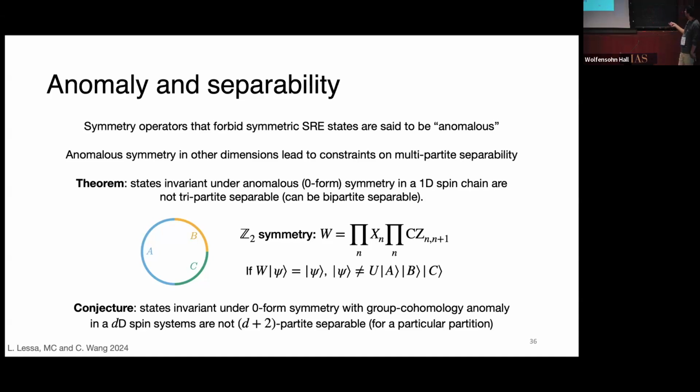Okay, so an explicit example of this kind of anomalous zero-form symmetry is this Z2 symmetry written down first by Michael and Meng Cheng in a paper 12 years ago. It's a Z2 symmetry on a chain of qubits: the product of X on each site, and control Z on each pair of neighboring sites. And here, not tripartite separable means that if you have a state invariant under this operator, you cannot write it, up to a finite depth circuit, as a tensor product of states on A, B, and C. And I want to emphasize that it has to be with respect to this particular tripartition. You can come up with other tripartitions where it is possible to write it as a product of A, B, and C.